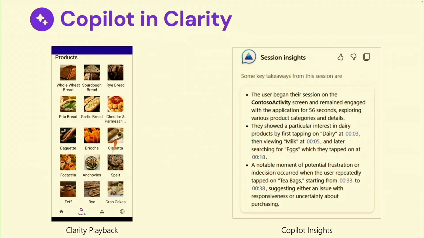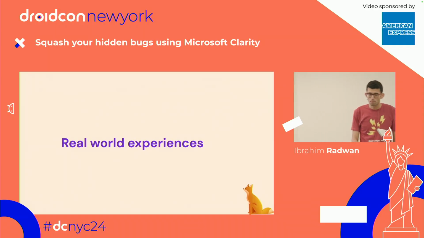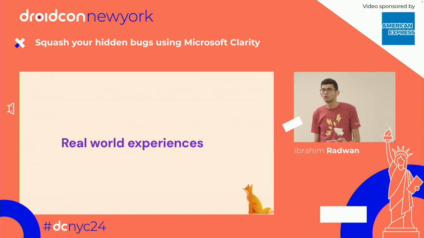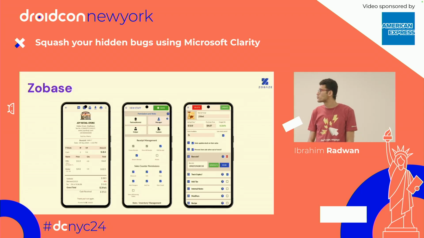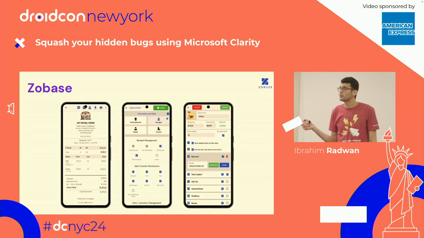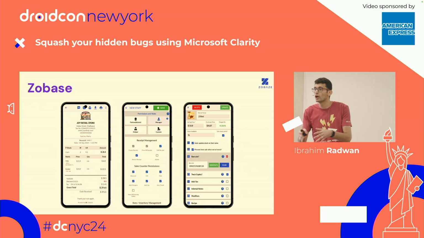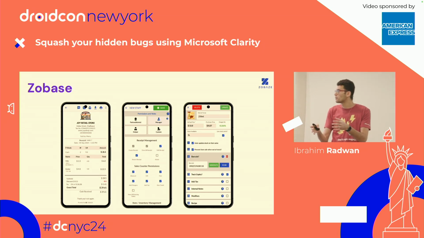issue there. Okay, so moving on to some real-world experiences where people were able to transform their businesses after integrating Clarity. So the first one is for a company called Zubase. This company basically specializes in transforming small and medium size companies by transforming their traditional operations like printing bills, managing staff, managing inventory, and so on, to a more technologically advanced solution.